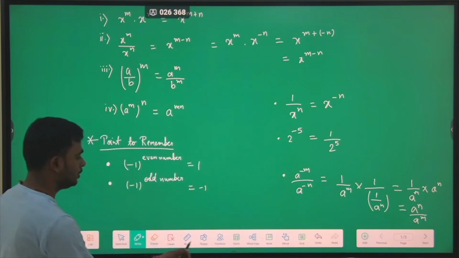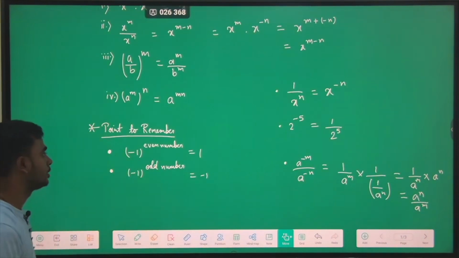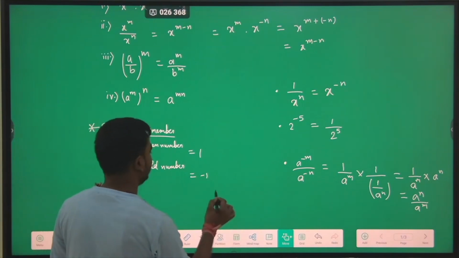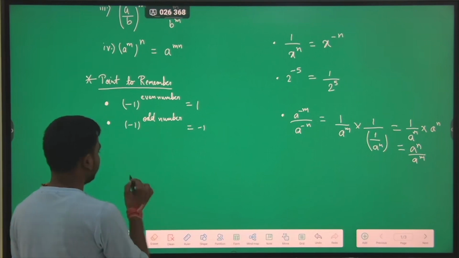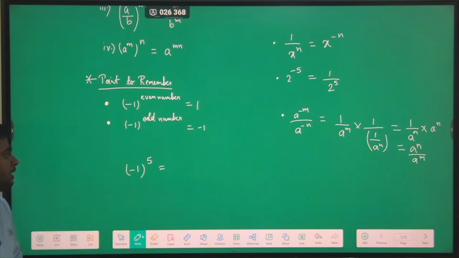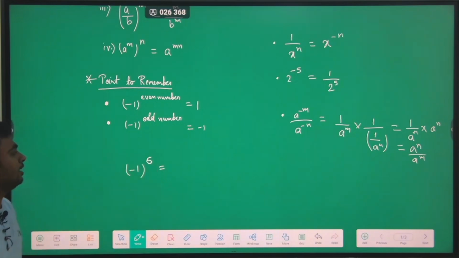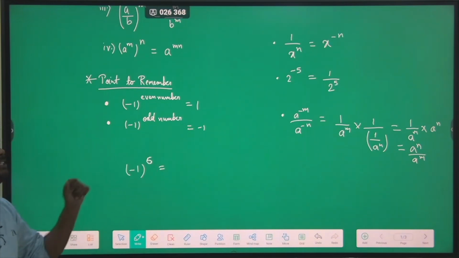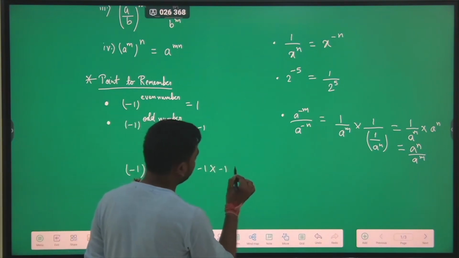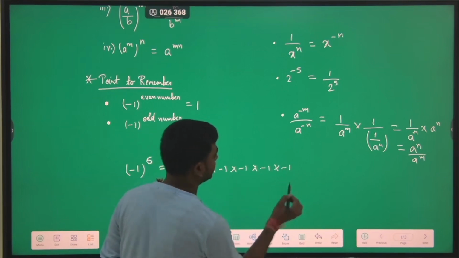Okay. Now we will move towards some important points to remember. Minus 1 to the power even number. Let us suppose that I have been given minus 1 to the power 6. What does this mean? It means minus 1 is continuously multiplied with minus 1, 6 times: 1, 2, 3, 4, 5, and this is 6.